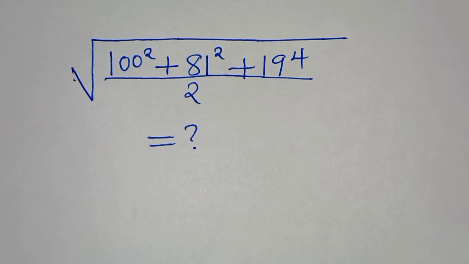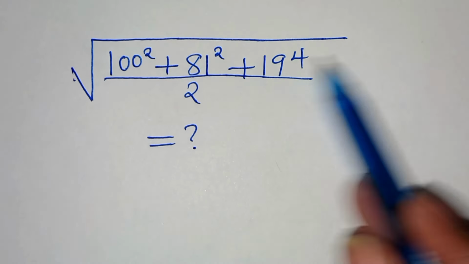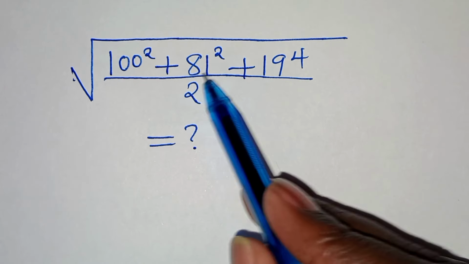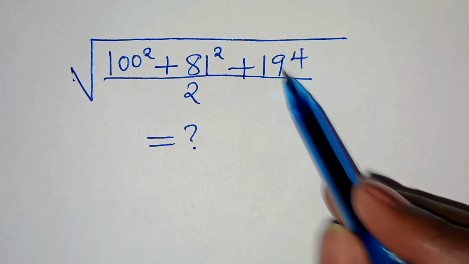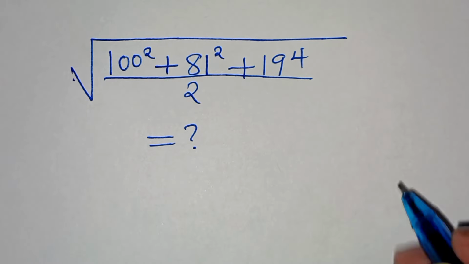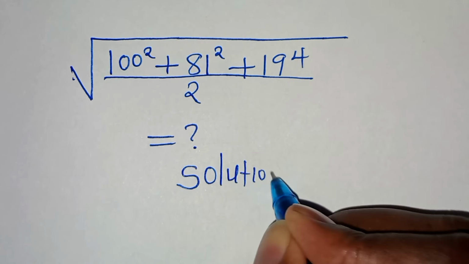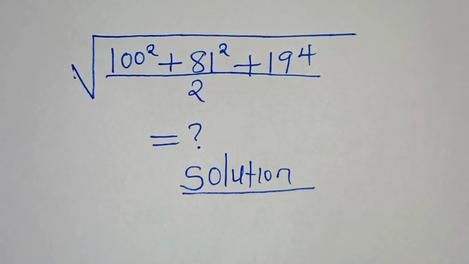Hello everyone, you're welcome to solve this nice square root math problem, which is the square root of 100 squared plus 81 squared plus 19 to the power of 4, divided by 2. So let's provide a solution from here. We are solving this math problem without a calculator.